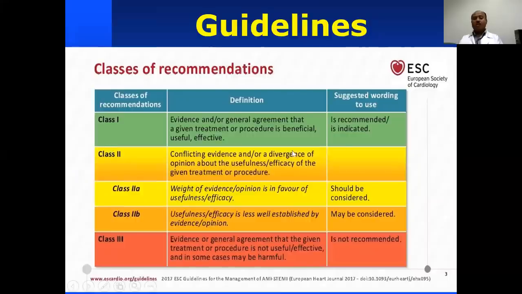So class 1 means it is recommended and indicated. Class 2, if it's 2A, should be considered. 2B may be considered. Class 3, it is not recommended and may be avoided. It's better to be avoided. And this is the typical format used in cardiology.